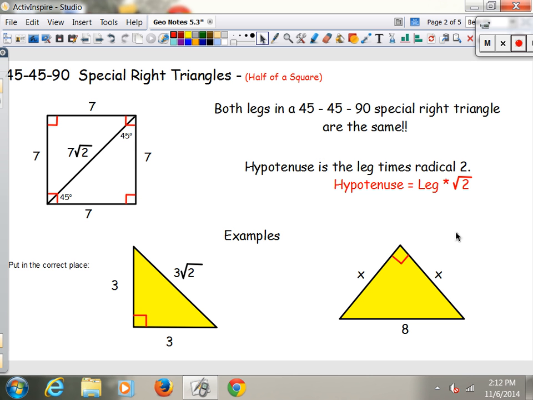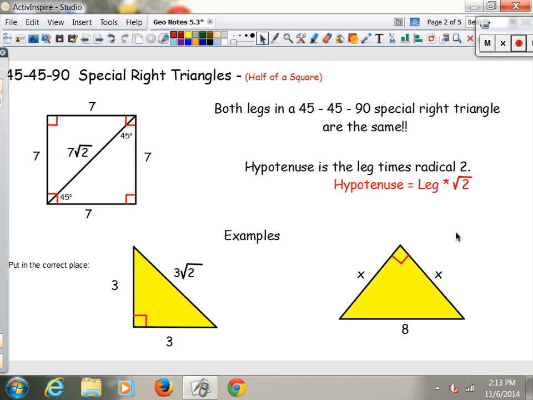Now you can do all that work every single time if you want to. If you don't trust yourself to remember the shortcuts, then just do that every time. Make sure you have it right. But if you know and you're sure of your shortcuts, look what our hypotenuse was. 8. Look what our leg came out to be.